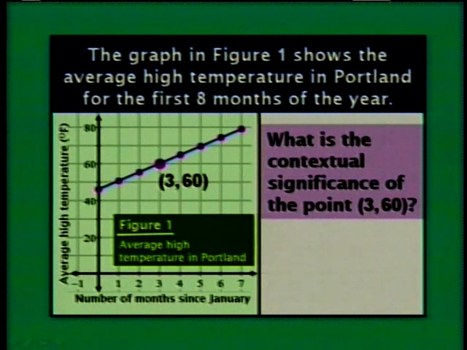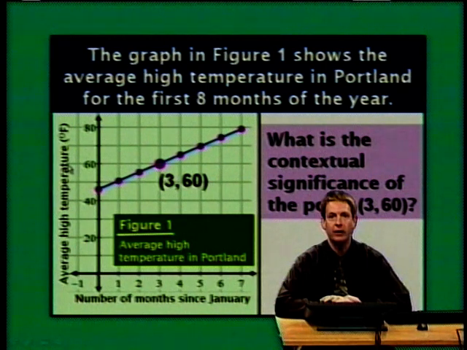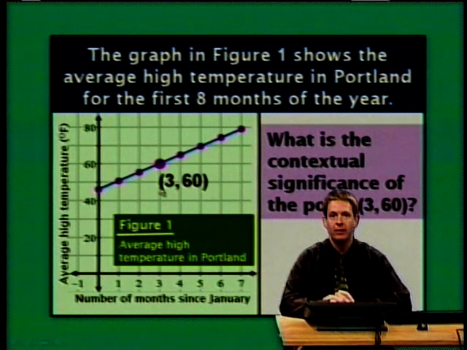What is the contextual significance of the point (3, 60)? Well, I'm going to begin by focusing on the 60, because that's actually the easier value to give contextual significance to. 60 is the vertical coordinate of the point. I can see on my vertical axis that the 60 is representing the average high temperature measured in degrees Fahrenheit. So the 60 must be saying that whatever month we're talking about, the average high temperature in Portland is 60 degrees Fahrenheit. How about the 3?